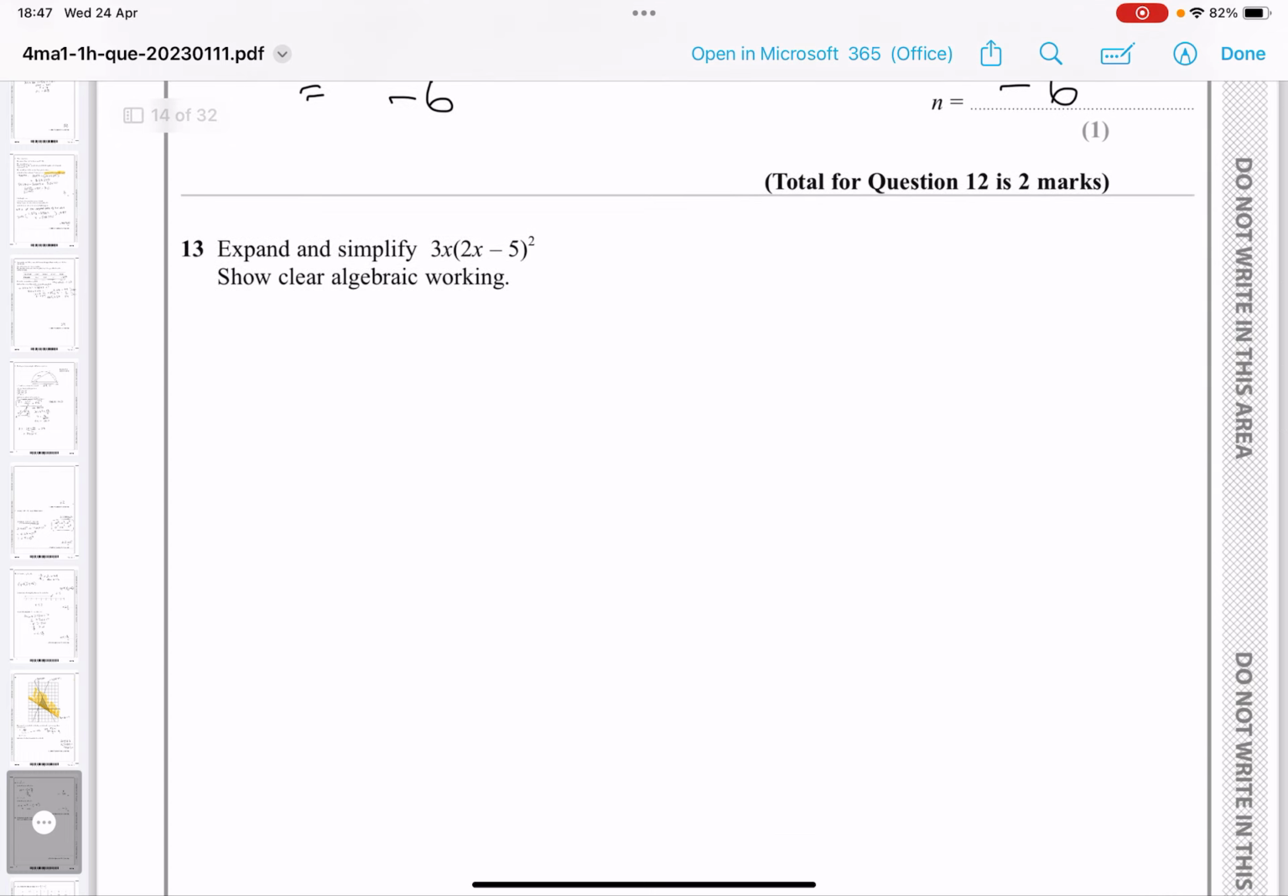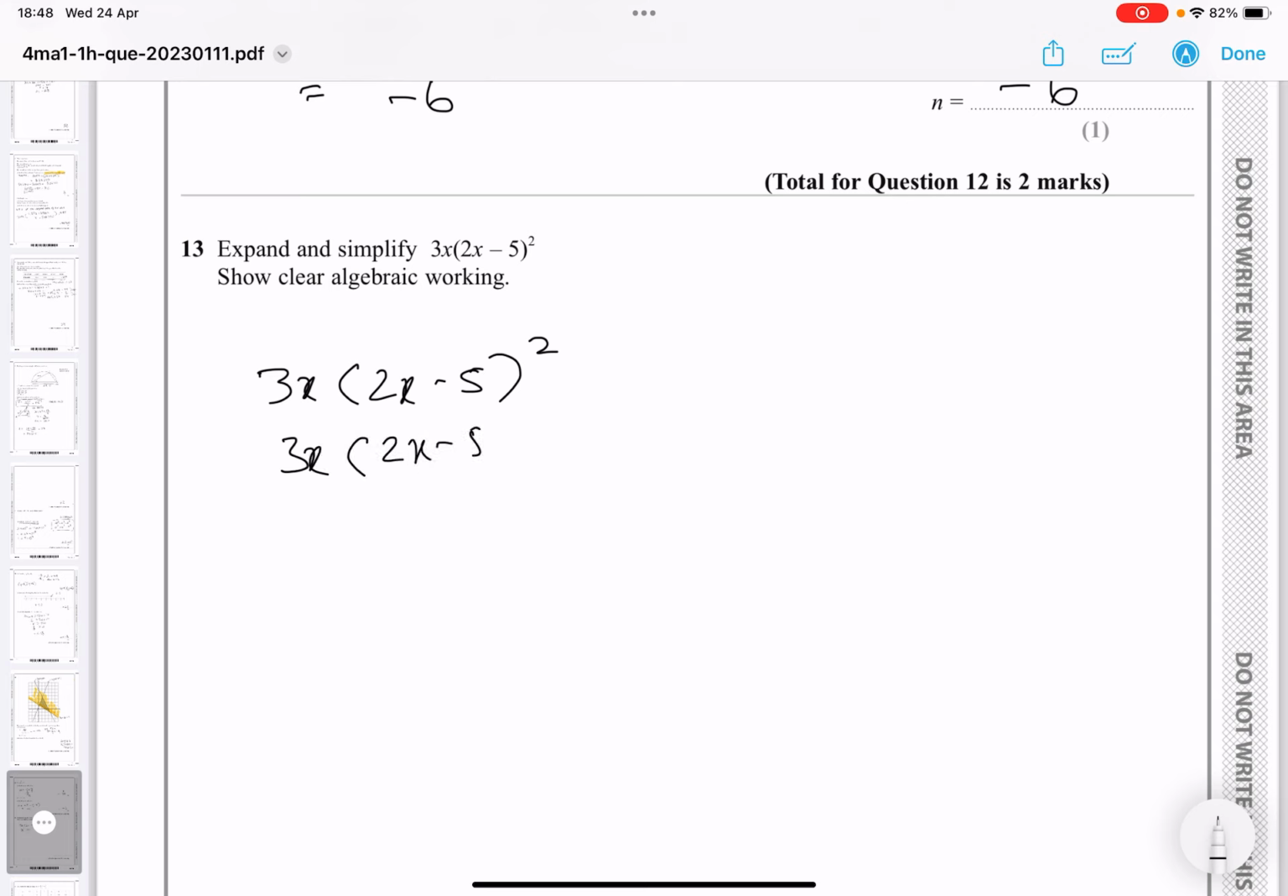Expand and simplify 3x in brackets 2x minus 5 all things squared. Show clear algebraic working. Okay, so similar to what I said before, let's just write this out. 2x minus 5 squared. So what I recommend doing is expanding this bit first, the squared part. So if I write that out for you clearly, guys, we expand this bit here first, because then we can multiply the whole thing by 3x.